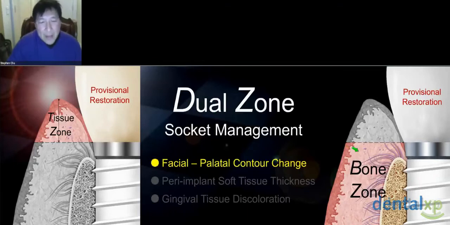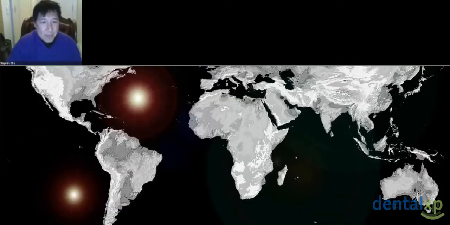Because basically, both these variables are changing. And again, for simplicity's sake, let's just talk about contour change, which is really what we're focused on at this point in time. I'll mention peri-implant soft tissue thickness just as an aside, but the main focus is really looking at contour change.